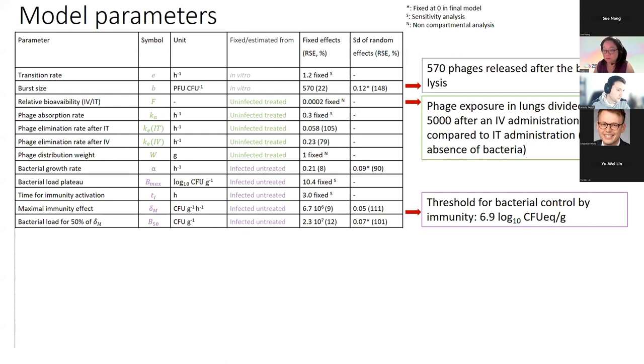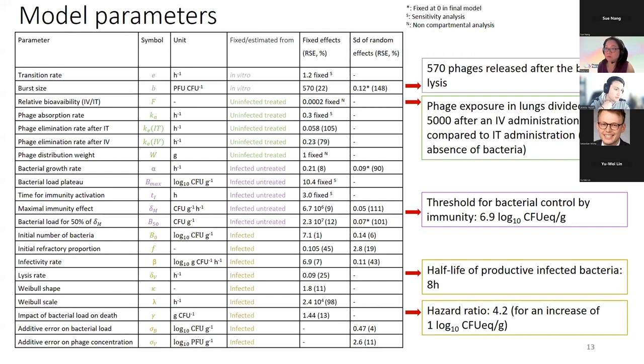We determined a threshold for bacterial control by immunity, about 7 log, meaning that if the bacterial load goes below this value, just due to the phage or just because the inoculum was pretty low, the immunity of the mouse could control the bacteria. We also have the key interaction parameters, for example the half-life of productive infected bacteria of 8 hours, which is pretty high compared to what we expected from in vitro data, and also a hazard ratio of about 4. So for each increase of 1 log of the bacterial load, the hazard of death for the mice was multiplied by 4.